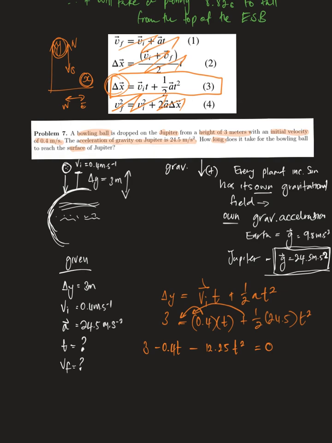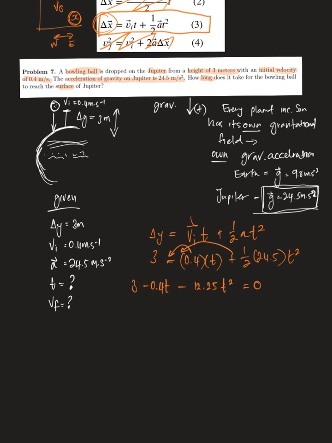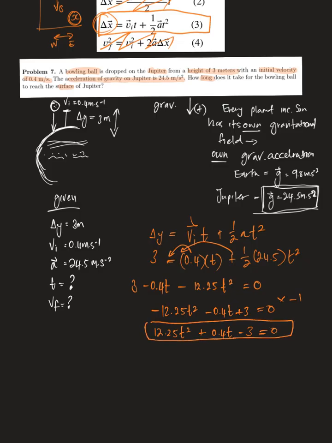Alright, so what I have here is a quadratic equation. So let me rearrange it. It's negative 12.25 t squared minus 0.4 t plus 3 is equal to 0. But I don't like the negative, so I'm going to multiply everything by negative 1. So I've got 12.25 t squared plus 0.4 t minus 3 is all equal to 0. And what I need to solve for is t.